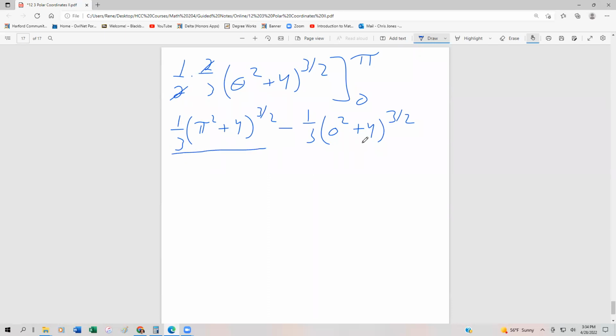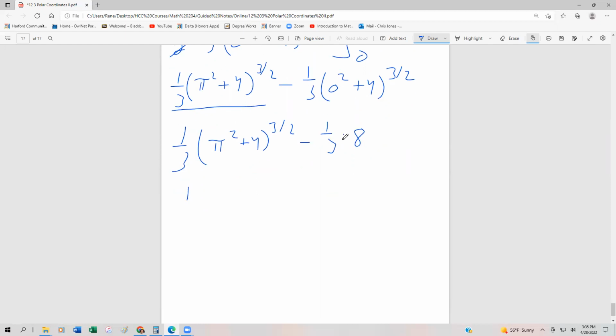In fact, there's nothing we can do with that. But this just becomes 4 to the 3/2, and 4 to the 3/2 is 8. So if we wanted to simplify this, we could write this as 1/3 of (pi squared plus 4) to the 3/2 minus 1/3 times 8. And then we could factor the 1/3 out if we really wanted to, although at this point, there's not much we can really do to make it look much better. So that's going to be 1/3 times ((pi squared plus 4) to the 3/2 minus 8).